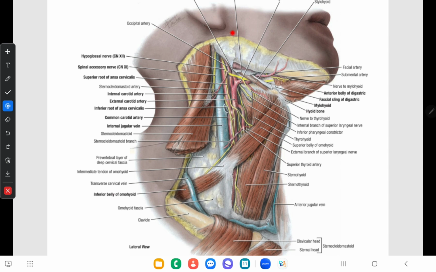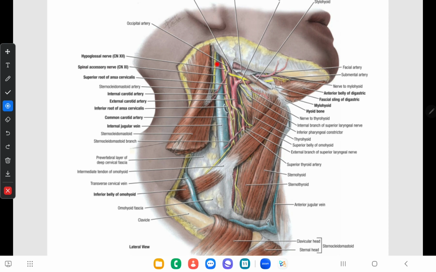When we talk about the relation of the internal jugular vein to the external carotid artery, the internal jugular vein first lies lateral to the artery and then it is posterior to it. Here, the internal jugular vein first lies lateral to the external carotid artery and then it is posterior to the external carotid artery as it ascends upward.